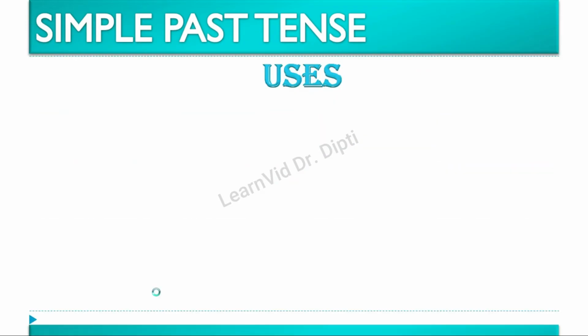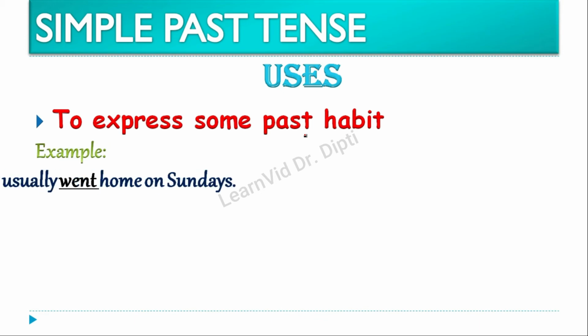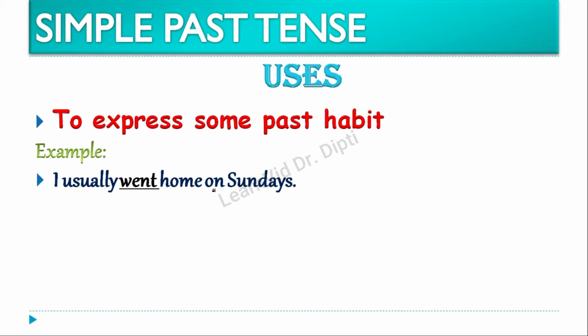Now the second use of simple past tense is to express some past habit. अब इसको हम example से study कर लेते हैं. जैसे यहाँ लिखा है I usually went home on Sundays. मैं usually Sunday को घर जाता हूँ. तो यहाँ पर ये एक past habit है. एक हैबिट बता रहा है कि संडे टू संडे वो ज़्यादातर अपने घर जाता है. तो ये चीज़ हम सिंपल पास्ट टेंस में लिखेंगे.